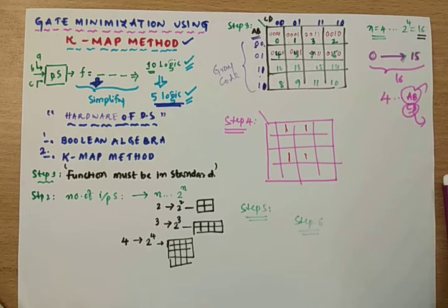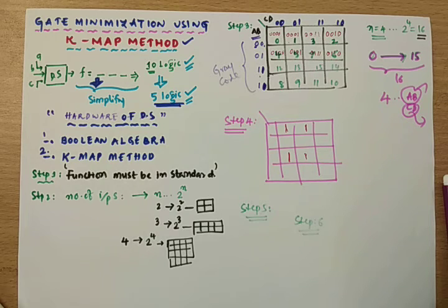Step 1 is what? The Boolean function must be in standard form. Step 2 is what? We need to identify the number of inputs. Based on the number of inputs, we have to draw 2 power n adjacent cells. And in step 3, we need to give the address for each and every cell, column wise and row wise.